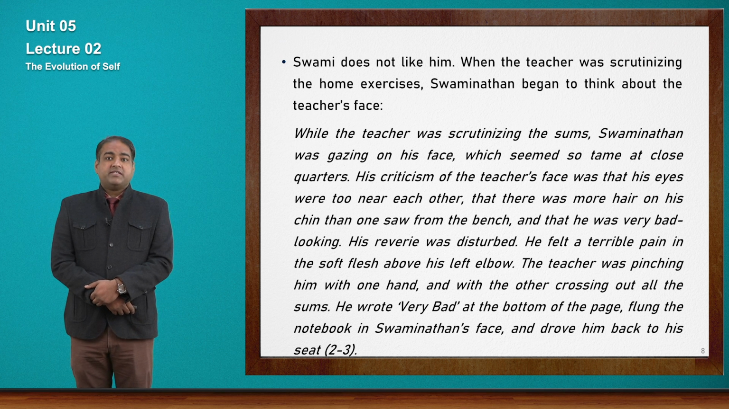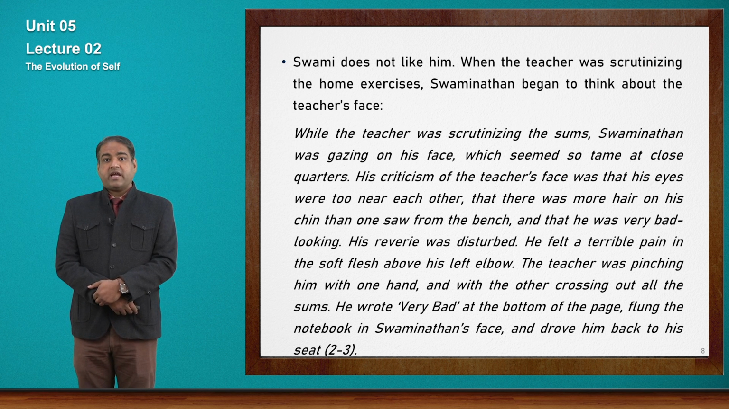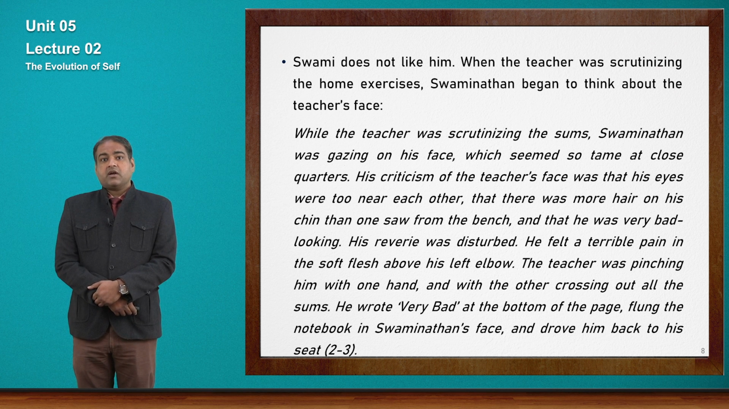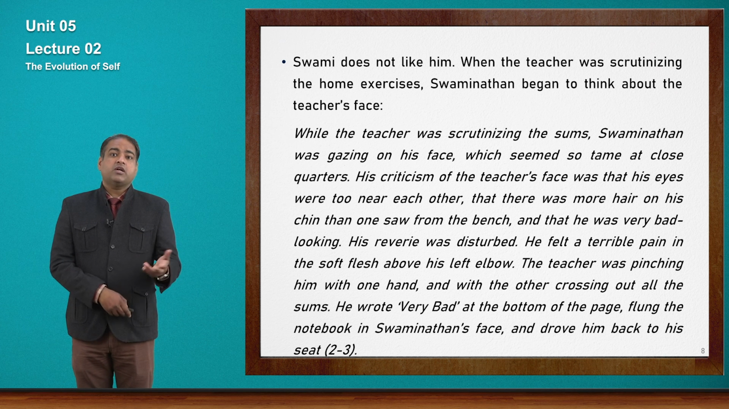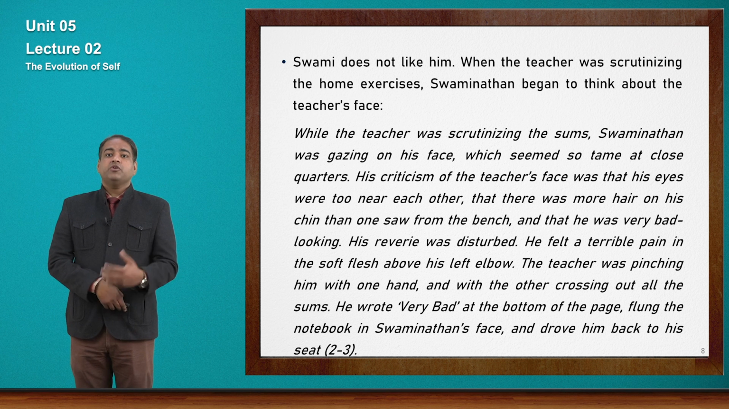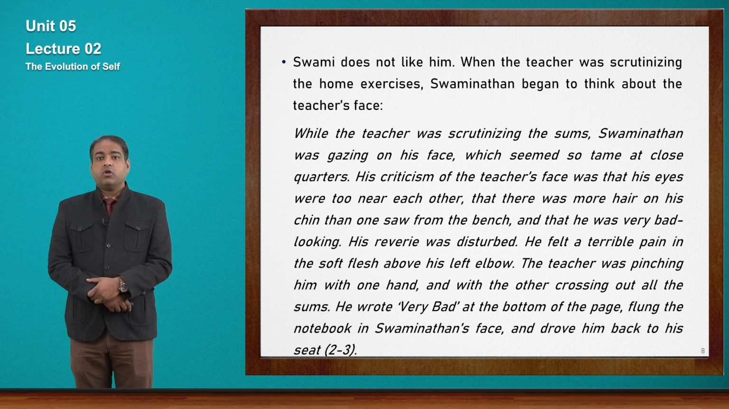And I quote from the text itself: "While the teacher was scrutinizing the sums, Swaminathan was gazing on his face, which seemed so tame at close quarters. His criticism of the teacher's face was that his eyes were too near each other, that there was more hair on his chin than one saw from the bench, and that he was very bad looking." Well, Swaminathan was converting the teacher's facial expressions into a cartoon. He is creating very bizarre, very unusual looks in his mind for the teacher. But all these things are done only in the mind of Swaminathan.